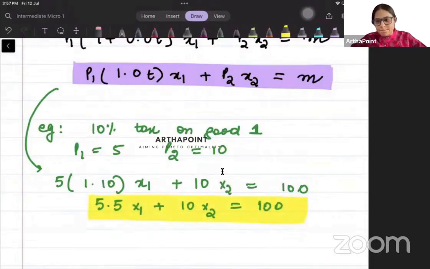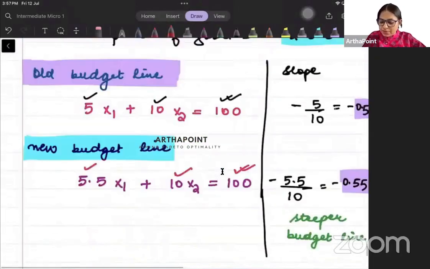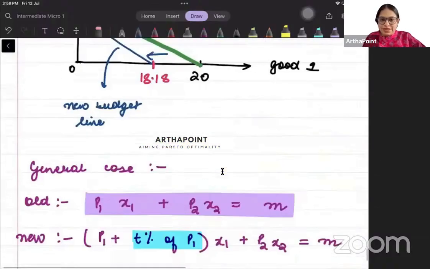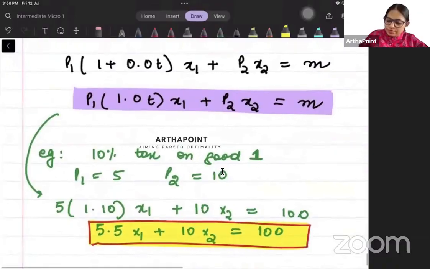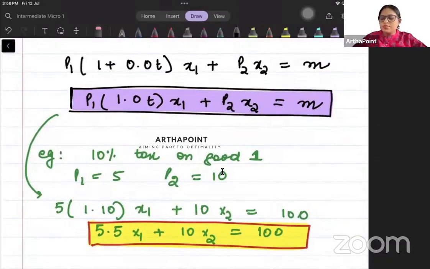Clear? So try to understand that the new budget line that we wrote here, its general form is this. This is its general form. Right? Clear?